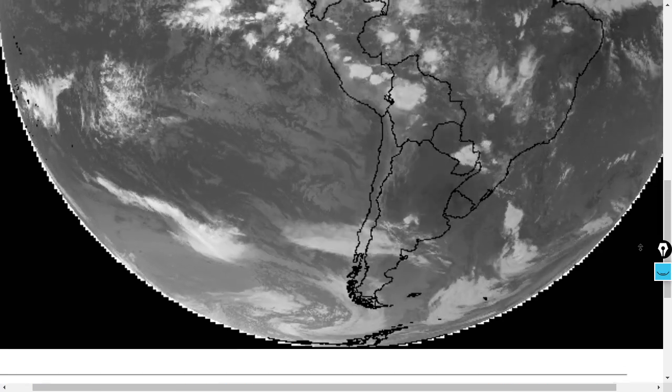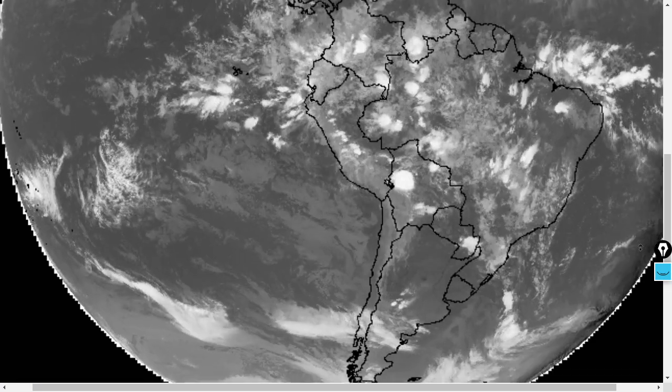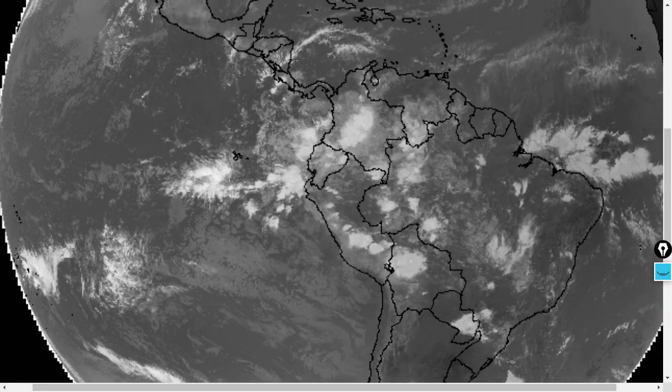Next, we're going to look at clouds and fog here over the Americas. That's what's going on in the 3.9 nanometer infrared radiation bandwidth.